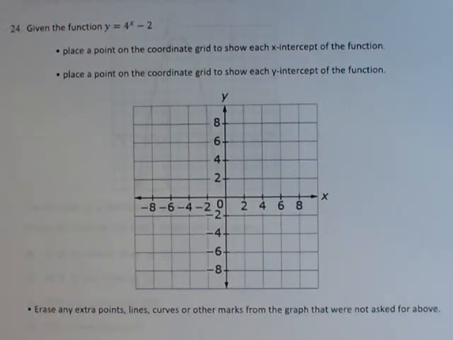Number 24. Given the function y equals 4 to the x minus 2, place a point on the coordinate grid to show each x-intercept of the function. Place a point on the coordinate grid to show each y-intercept of the function.